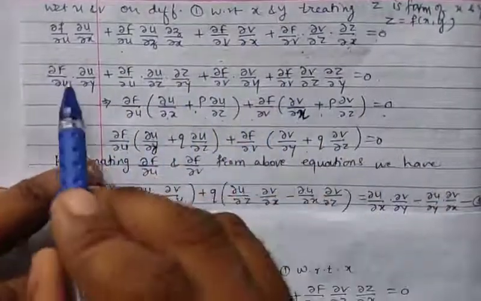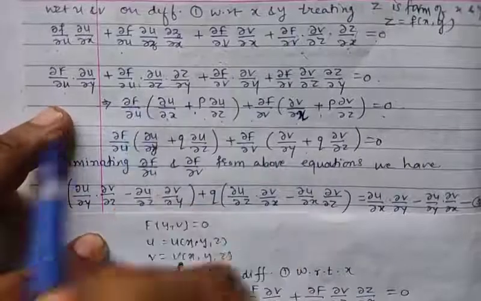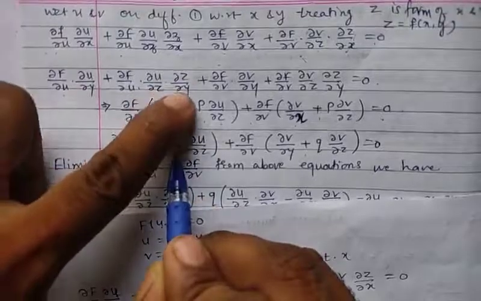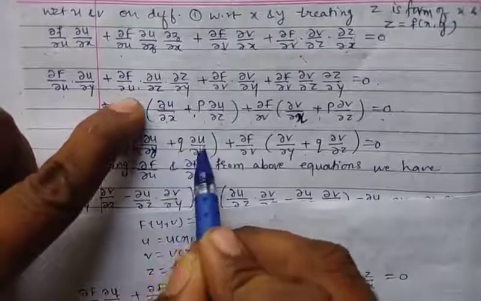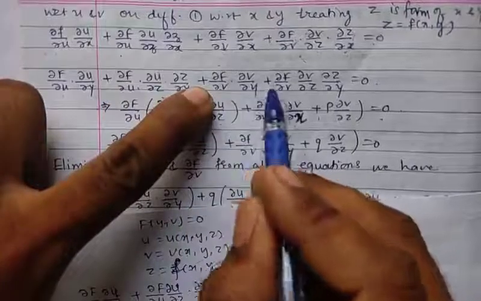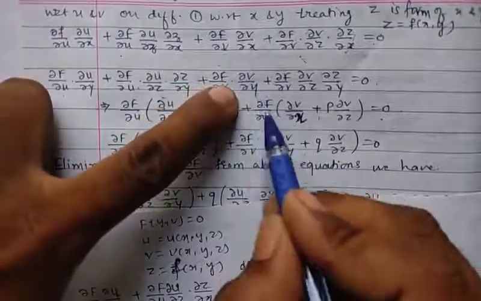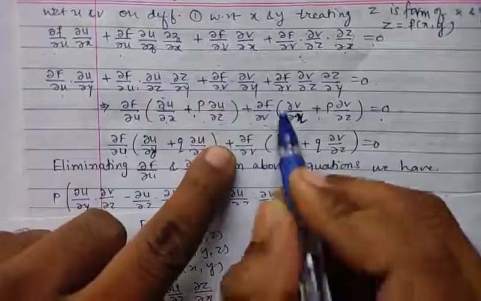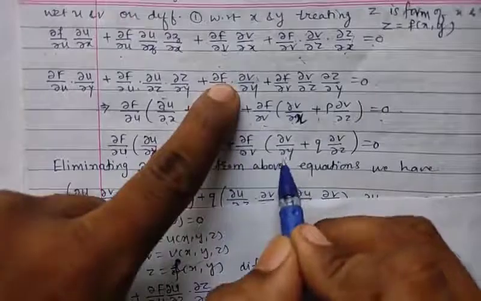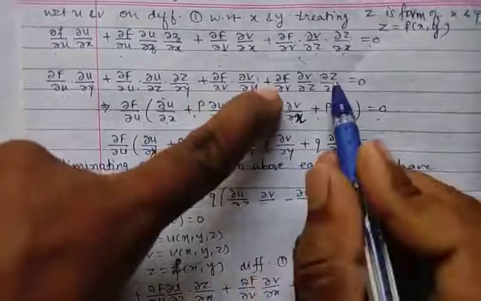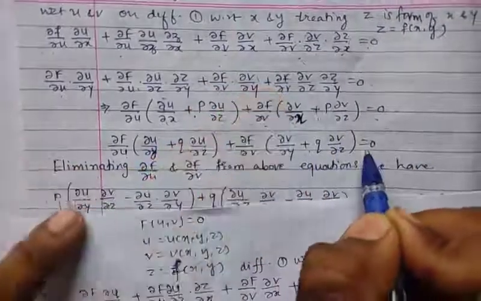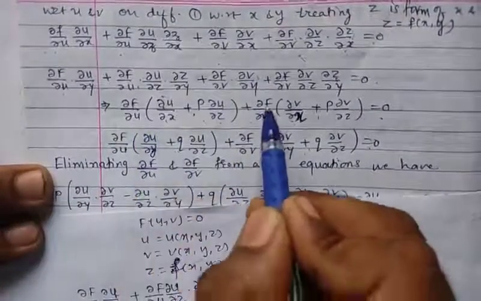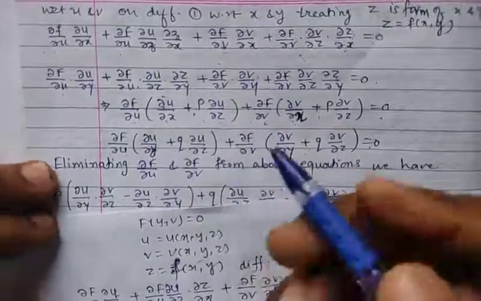And this equation can be written, taking ∂f/∂u outside, then in brackets we get ∂u/∂y plus ∂z/∂y, which has value q, so q times ∂u/∂z, plus next ∂f/∂v taken as common, then in brackets we get ∂v/∂y plus q times ∂v/∂z, is equal to 0. Now in these equations we have to remove the ∂f/∂u and ∂f/∂v terms. So let's remove these terms.